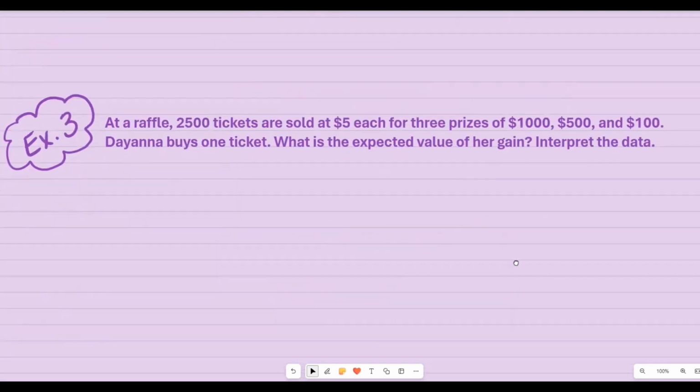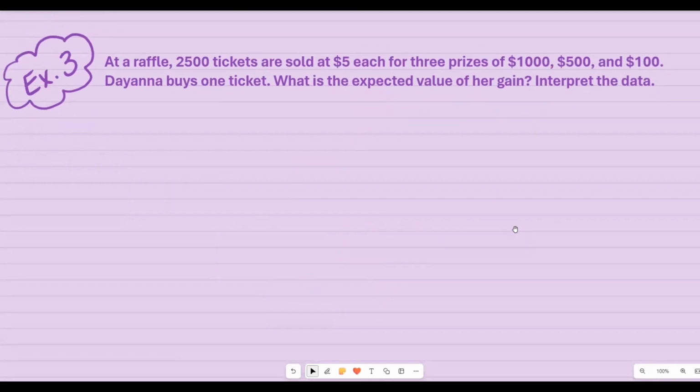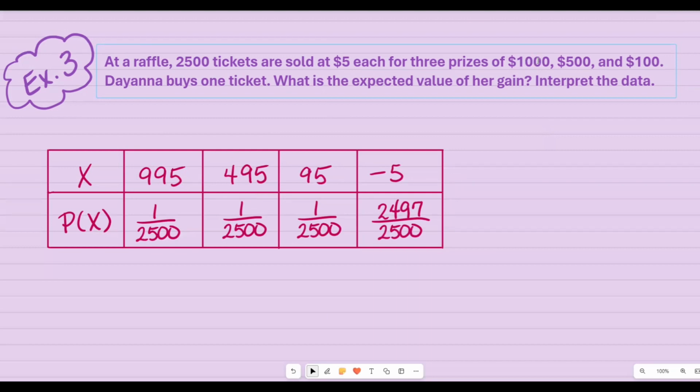For example 3, at a raffle, 2,500 tickets are sold at $5 each for 3 prizes of $1,000, $500, and $100. Diana buys 1 ticket. What is the expected value of her gain? Interpret the data. The key word here is gain, so I'm going to set up my table a little differently. Instead of winning $1,000, I'm actually winning $995 because I had to spend $5 on the ticket. So 1,000 minus 5 is where the $995 is coming from, and you would do that for both the 500 as well as the 100.